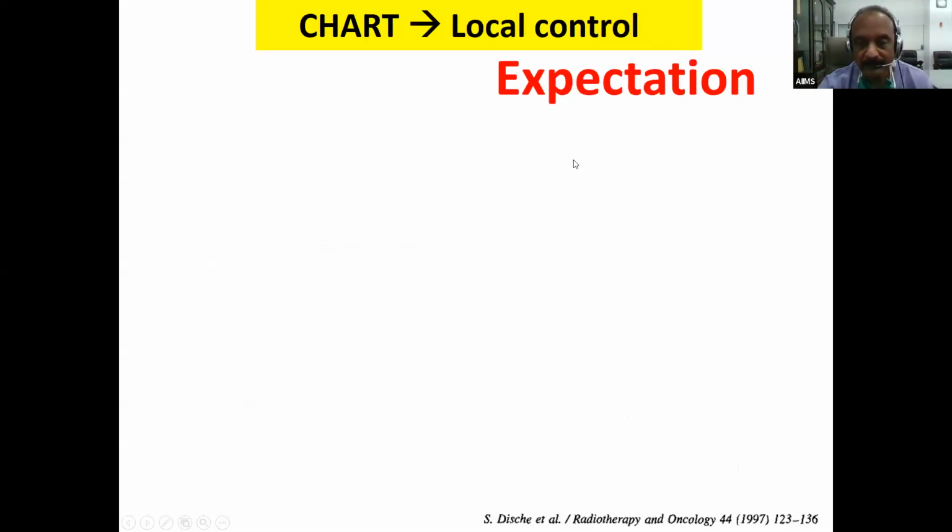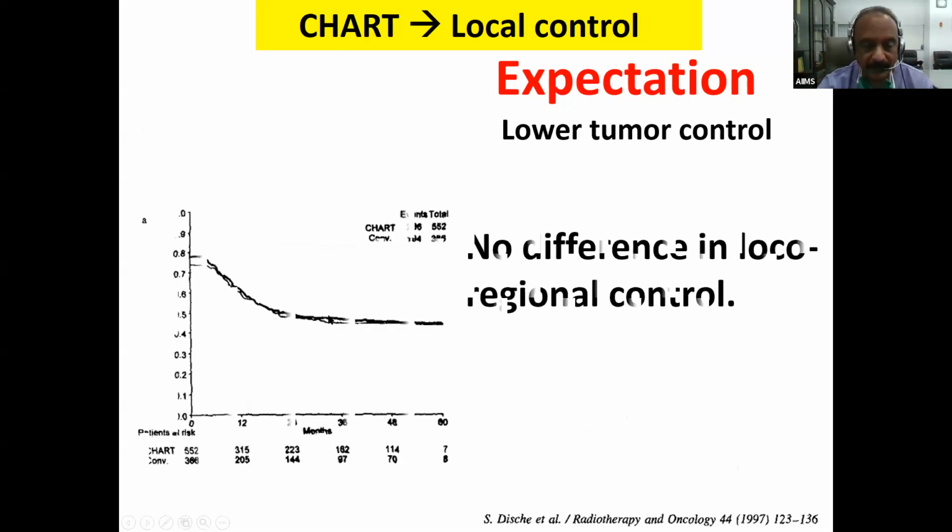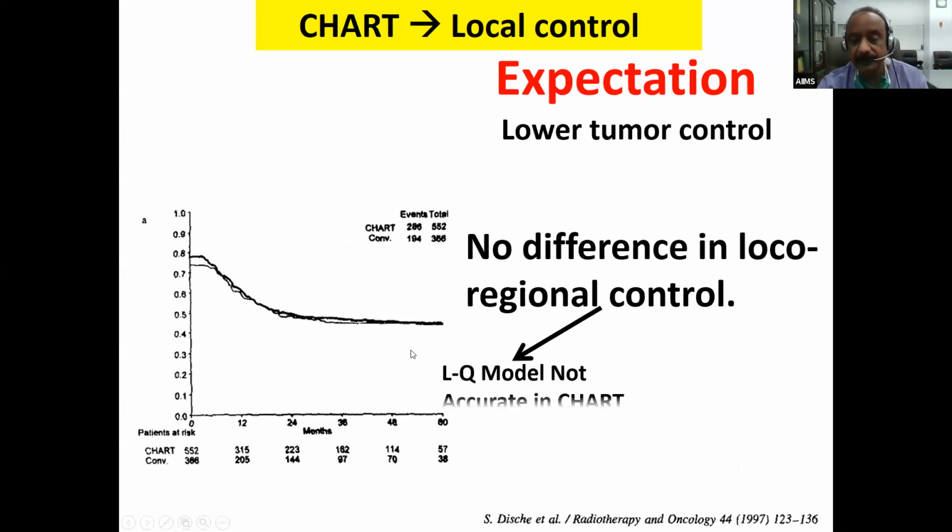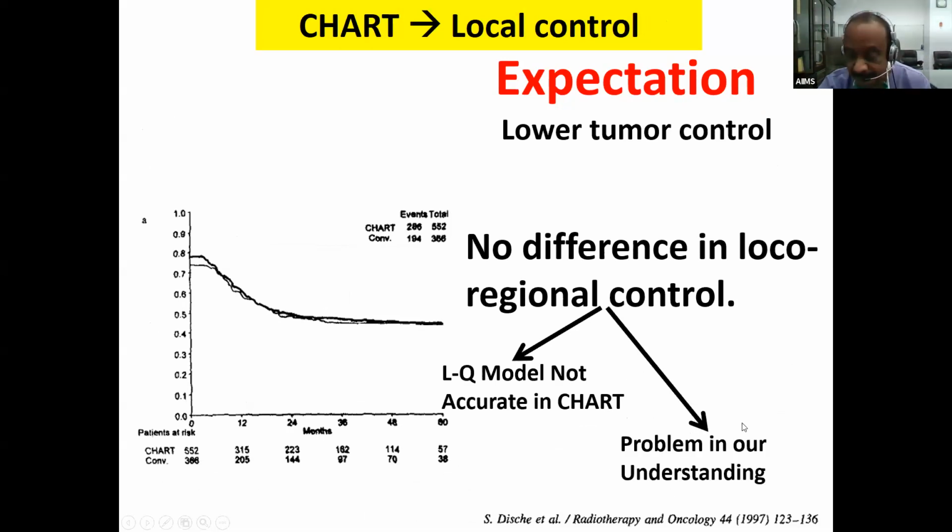Let us look at the tumor control. Now, what was our expectation based on the linear quadratic model? It was that tumor control should be compromised, but we did not find any difference in local regional control. Again, two possibilities. One, either the LQ model is not accurate in the case of CHART, or there is a problem in our understanding. Again, the latter part is correct because we know that CHART radiotherapy is completed in 12 days, while conventional radiotherapy is completed in 6 weeks or 6.5 weeks or 7 weeks. And we know that in head and neck cancer, there is accelerated repopulation during radiation.